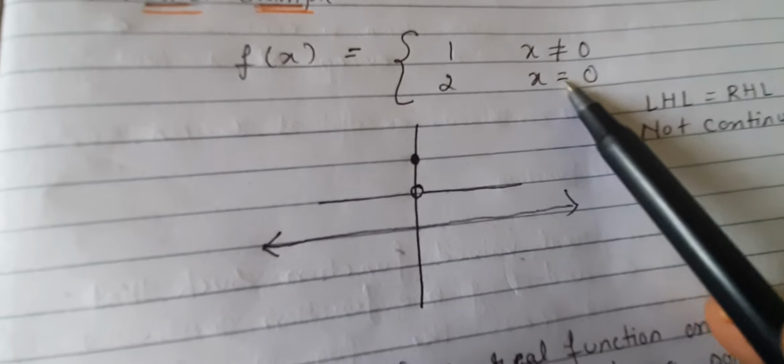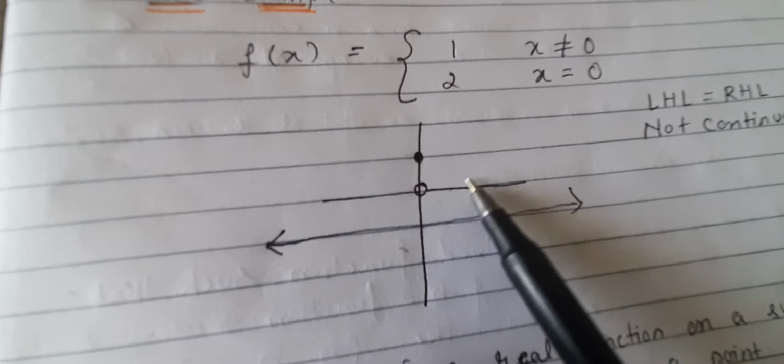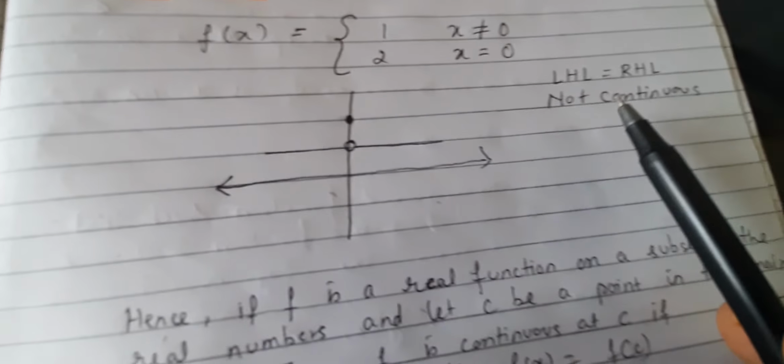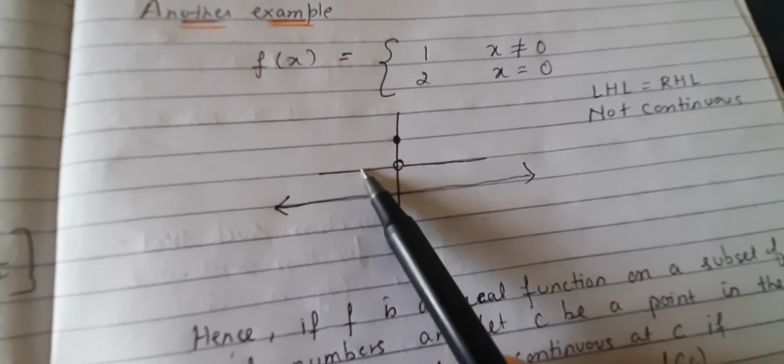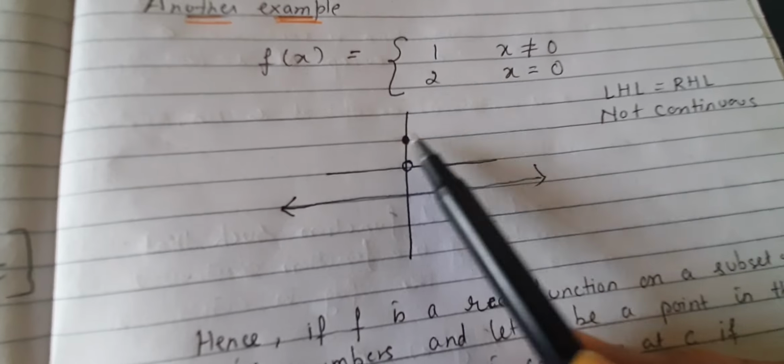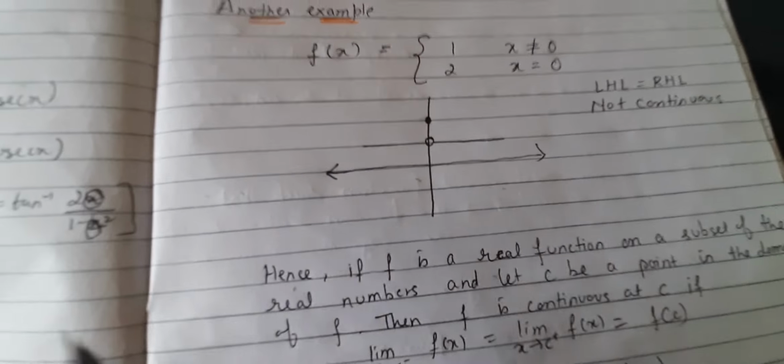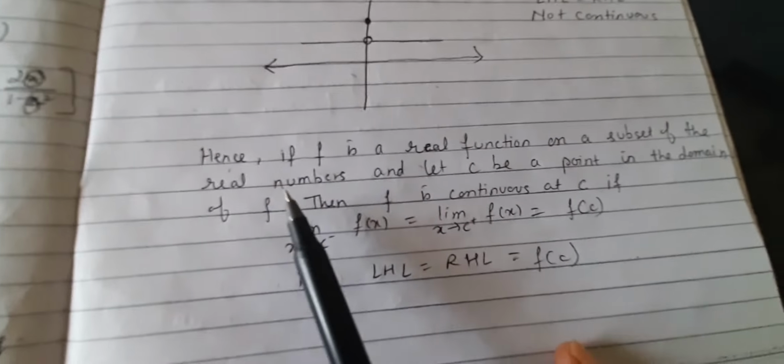So at 0 it is 2, but anything other than that it is 1. Here you can see LHL is equal to RHL, but still in the graph we have to lift our hand to make this point, so it is not continuous. Let us now give you the definition of continuity.